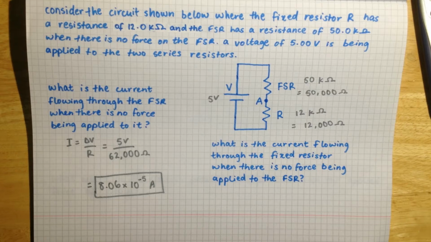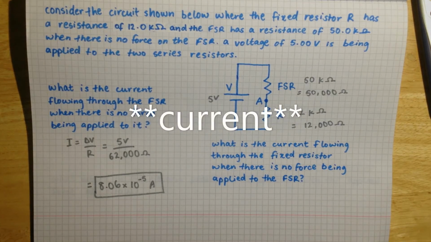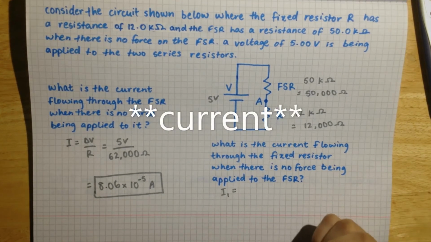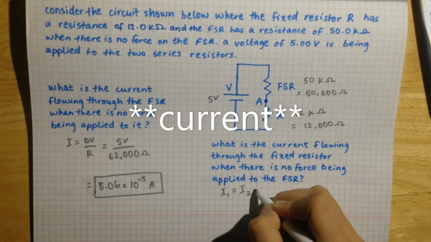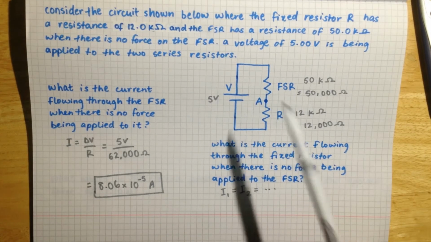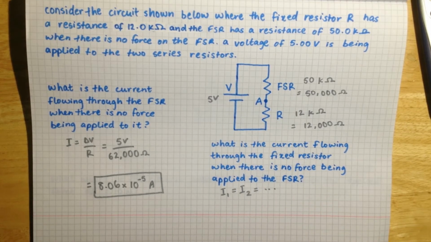And so the second question is, what is the current flowing through the fixed resistor? So this bottom resistor, the capital R, when there is no force being applied to the FSR. So we know that since this is a series circuit, the current stays the same through the entire circuit. I1, the current at any one point, is equal to the current at any other point, and it just goes on like that. So the current at any given point in this series is going to be the same because it's a series circuit and not a parallel circuit.